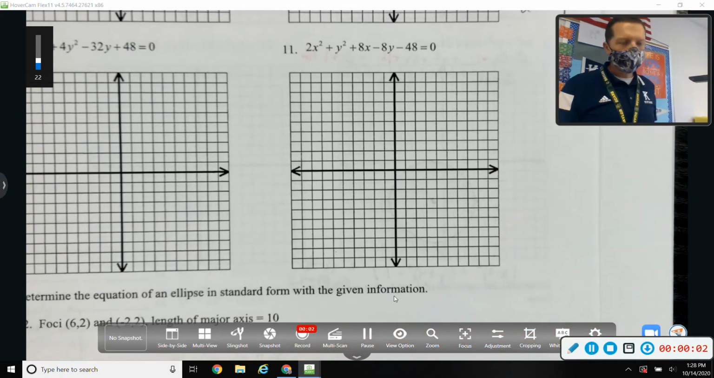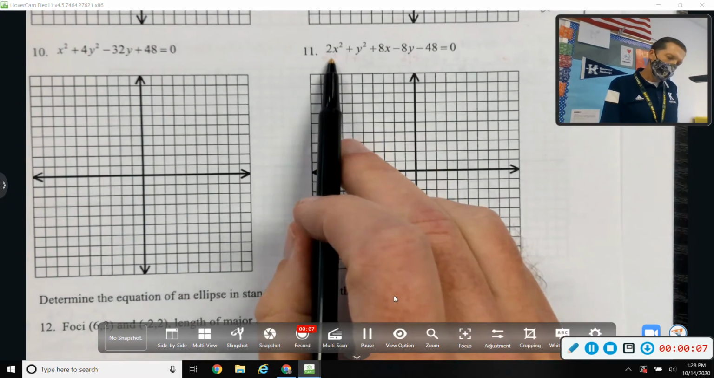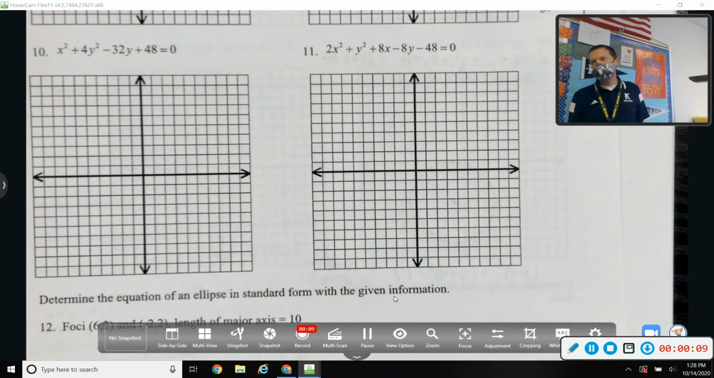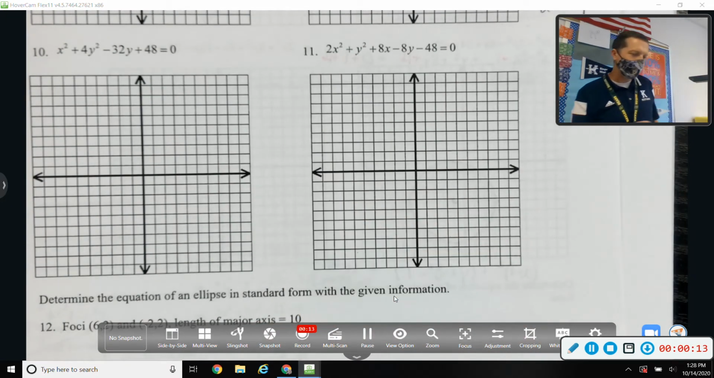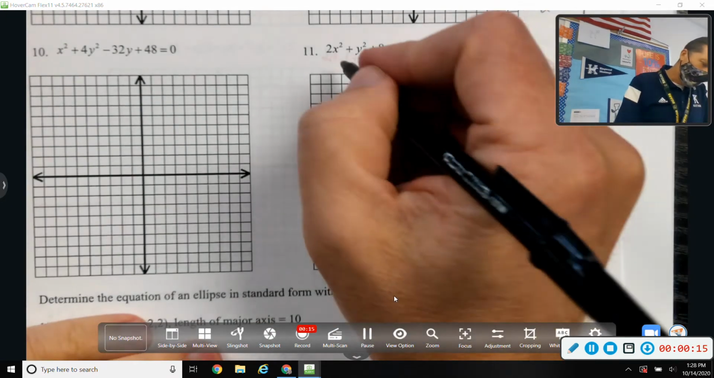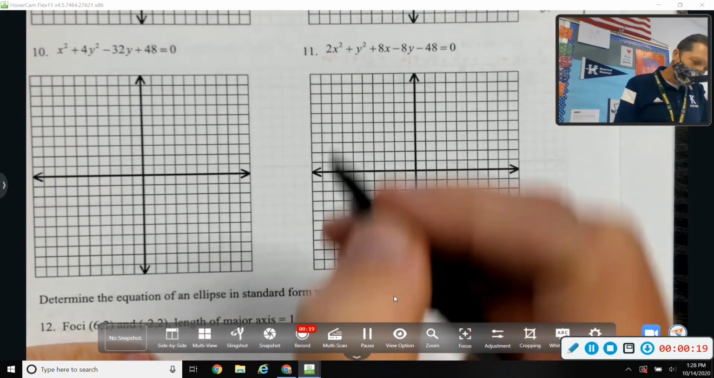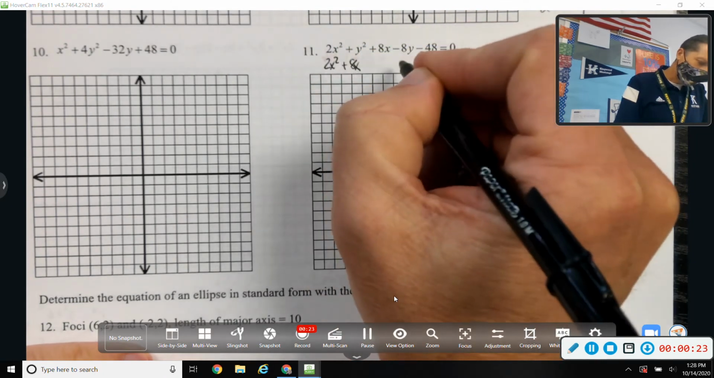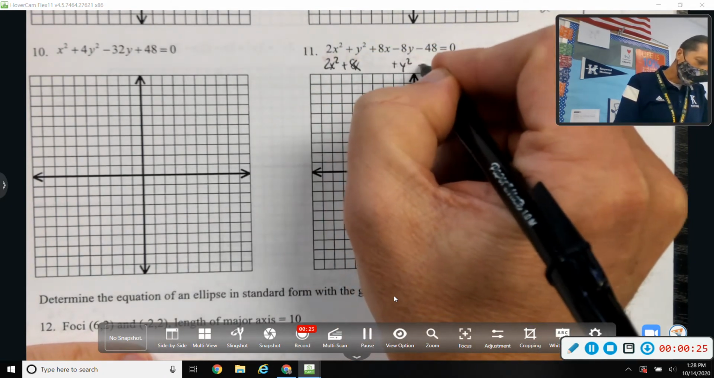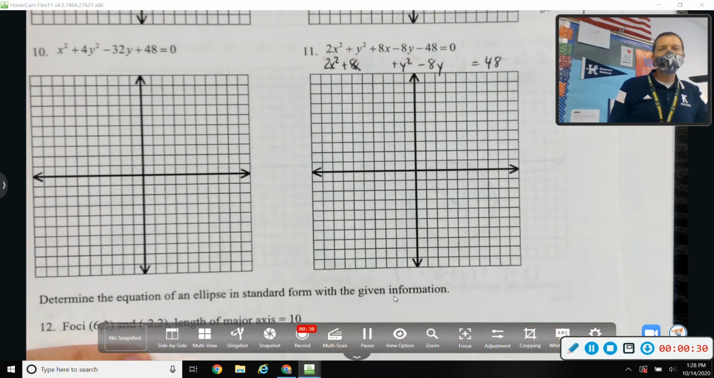Alright, so number 11 off of the ellipse worksheet. I'd first look to see if I can divide by anything to make it easy, but that y squared means no, I can't. So let's group the stuff. So 2x squared plus 8x plus y squared minus 8y equals 48.